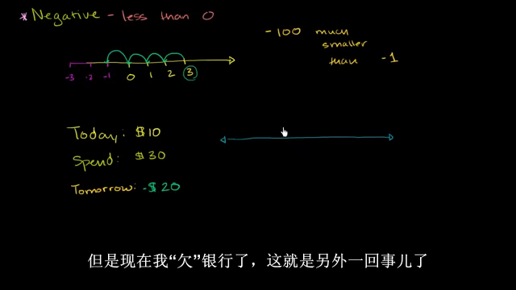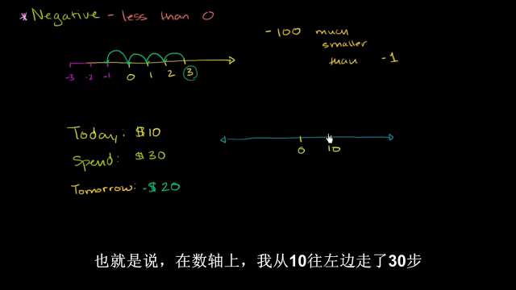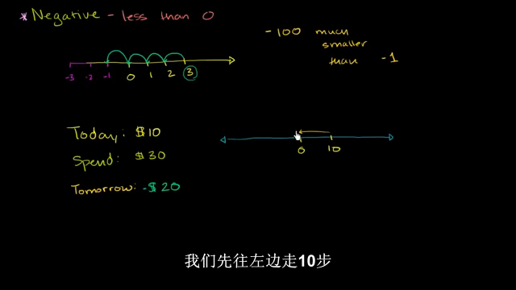And if we use the number line here, it should hopefully make a little bit of sense. That is 0. I'm starting off with $10. Spending $30 means I'm moving 30 spaces to the left. If I move 10 spaces to the left, if I only spend $10, I'll be back at 0. If I spend another $10, I'll be at -10.